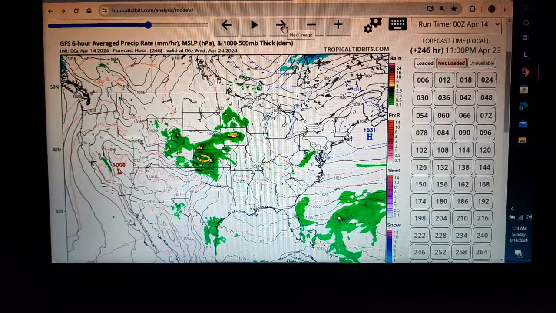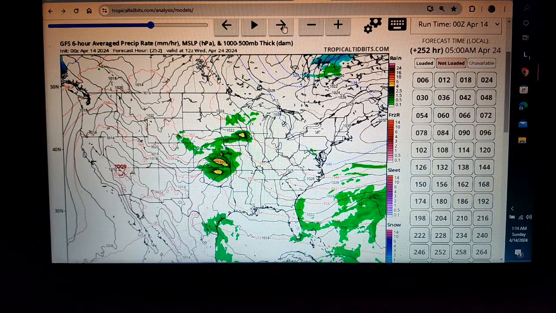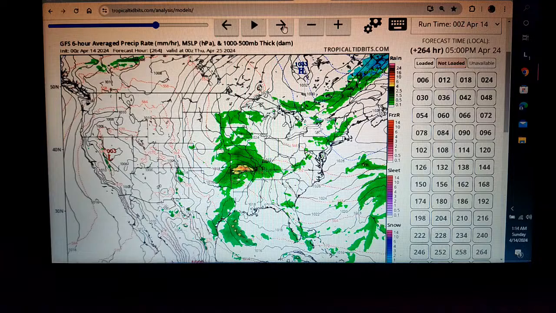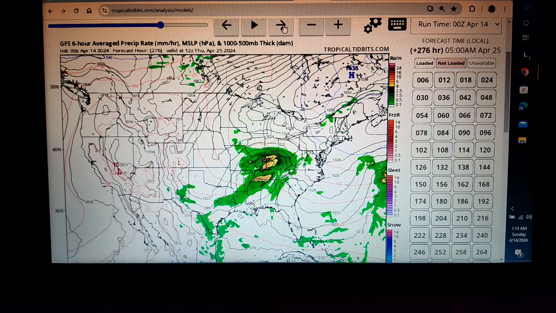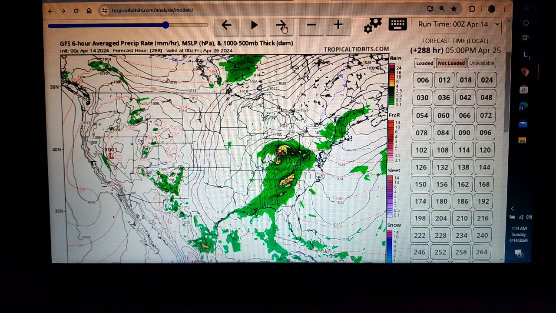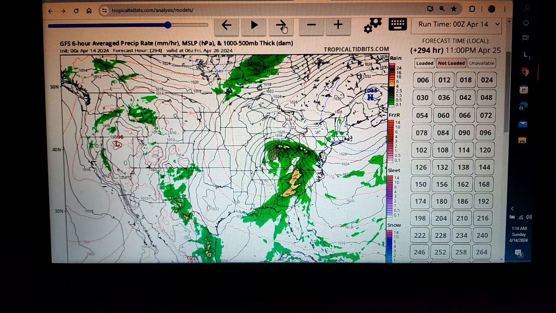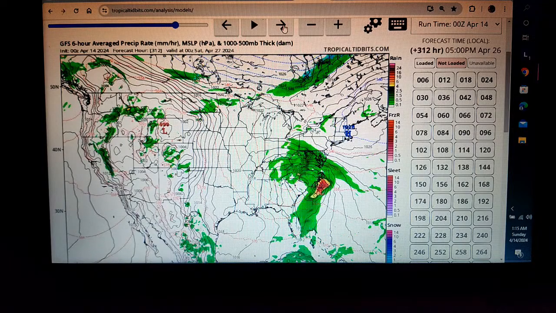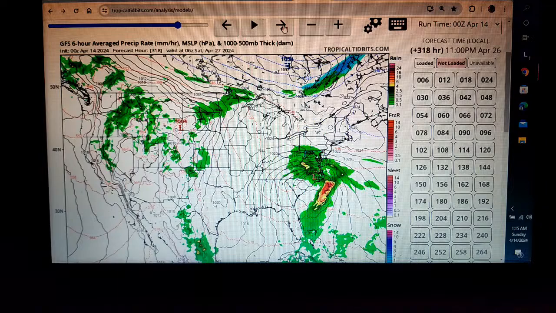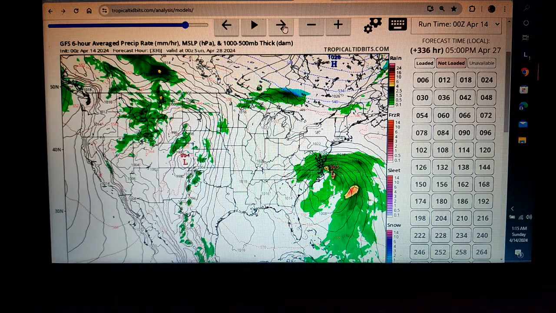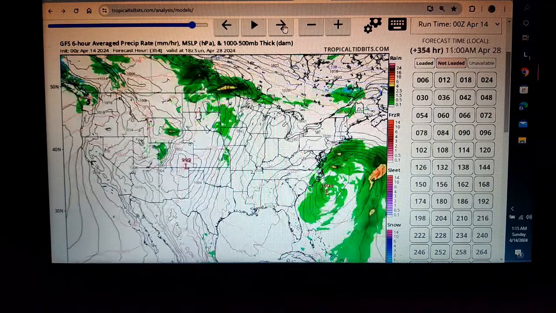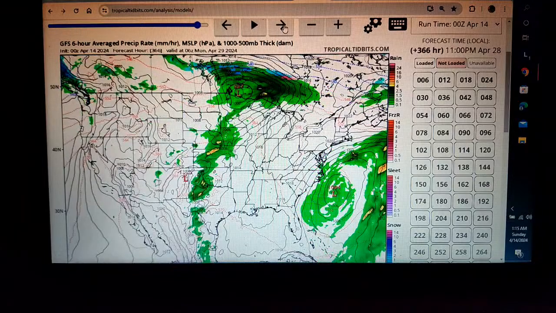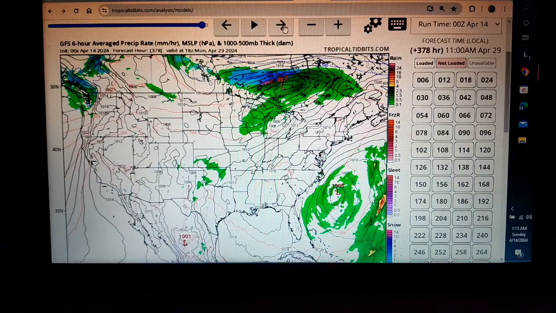That's a little bit too far out in the future. Morning of the 24th, noon, convection, nighttime. Morning of the 25th, noon, convection, nighttime. Wow, look at that. Morning of the 26th, noon, convection, nighttime. Morning of the 27th, noon, convection, nighttime. 28, noon, convection, nighttime. 29, noon, convection, nighttime.